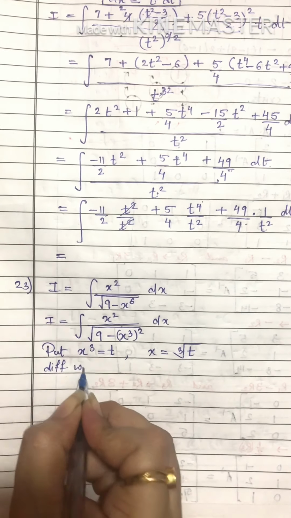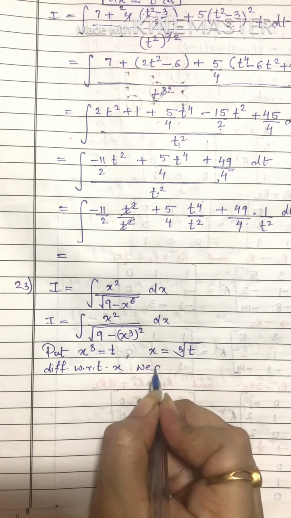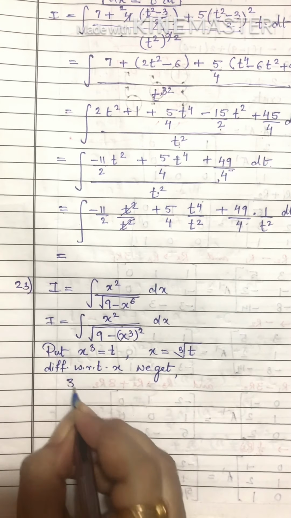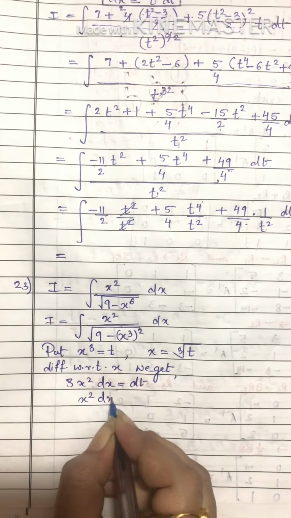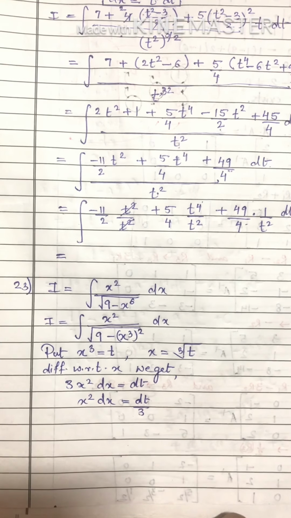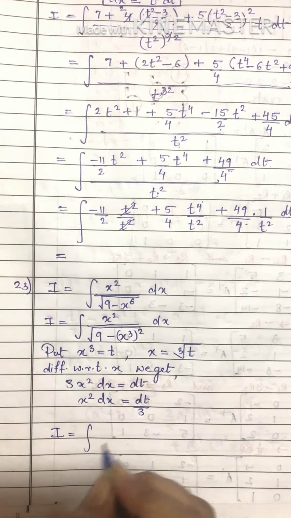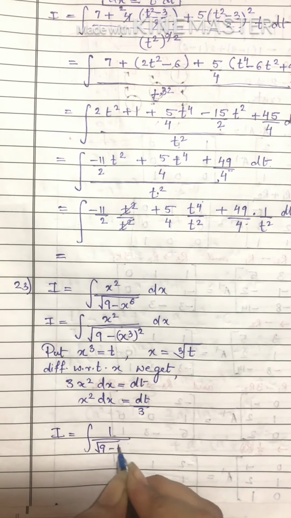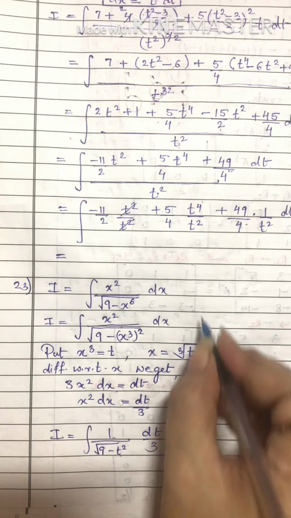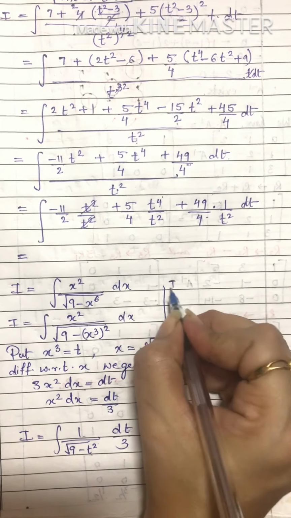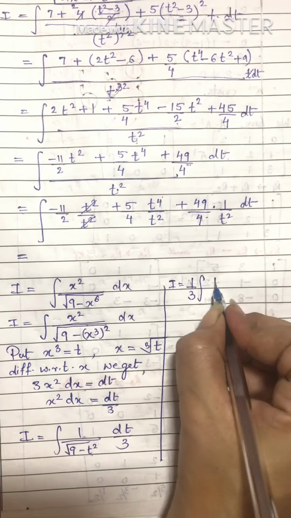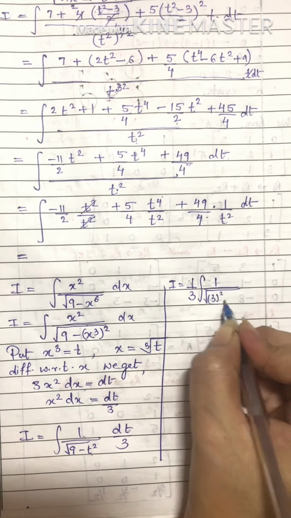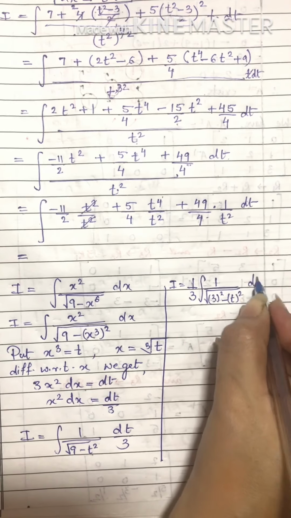On differentiating with respect to x, we get 3x square dx is equal to dt. So x square dx is equal to dt upon 3. I becomes integration 1 upon root 9 minus t square, dt upon 3. So I is equal to 1 upon 3. This 1 upon 3 we will take outside the integral. Integration 1 upon root 3 square minus t square dt, right?